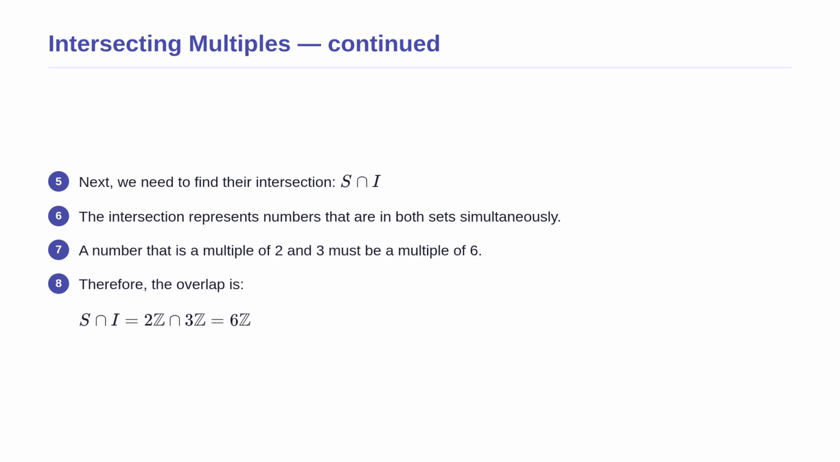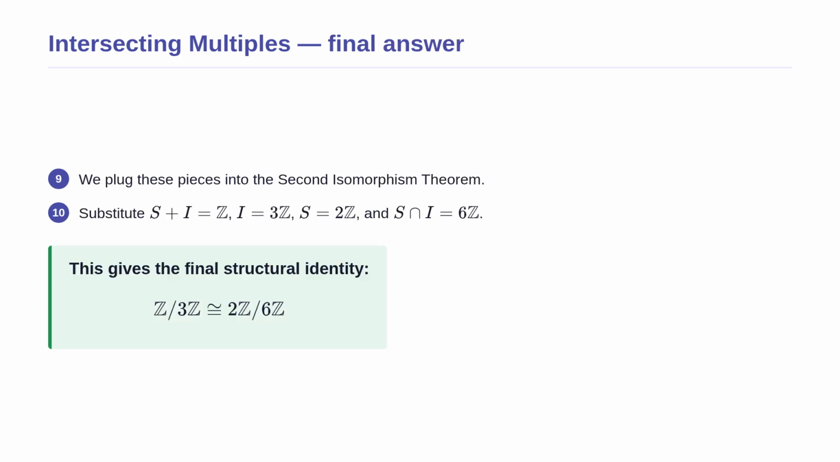We now have all the pieces we need. The combined set is all integers, the subring is the even integers, the ideal is the multiples of 3, and their overlap is the multiples of 6. Now we plug these pieces into the second isomorphism theorem to get our final answer. Substituting our findings into the theorem's formula gives this beautiful result.